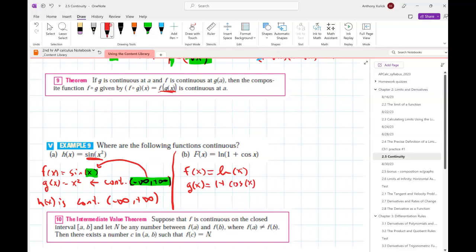So, again, start by identifying our f and g. F of x is natural log of x. G of x is 1 plus cosine x. If I look at g, where is g continuous? Everywhere, right? Because it's a polynomial plus a cosine. Polynomials are continuous everywhere. Cosines are continuous everywhere.